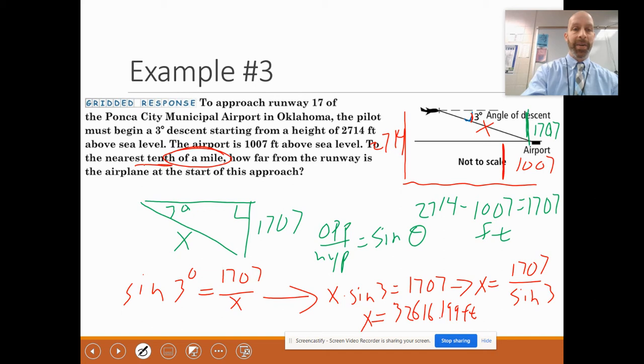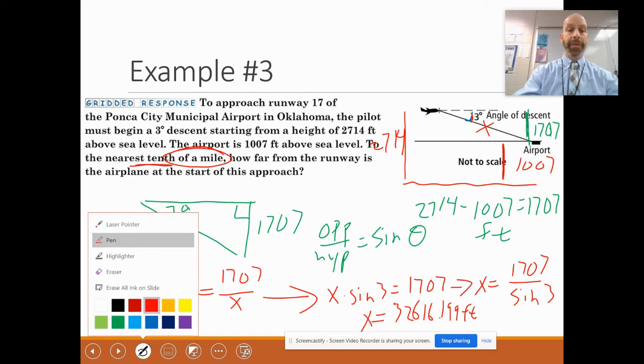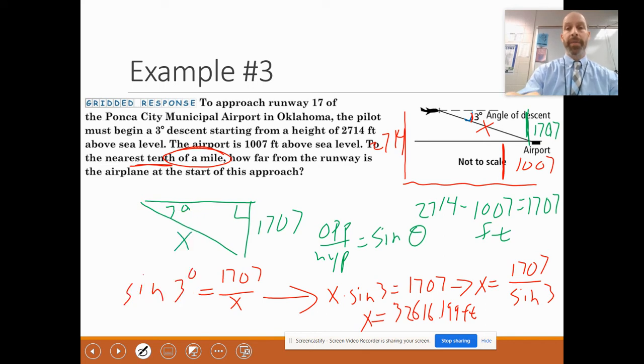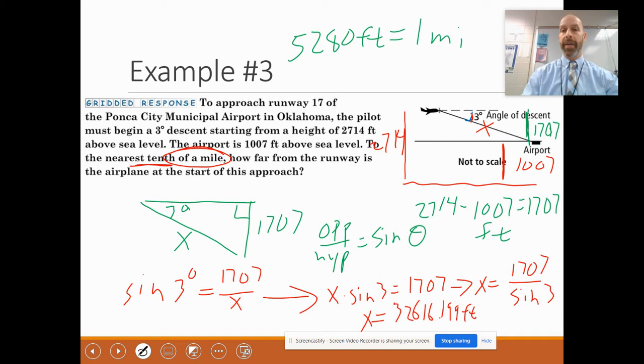It says to the nearest tenth of a mile. So to do that, you have to know how many feet are in a mile. And it turns out that 5,280 feet is equal to 1 mile. So we need to divide our answer. We're going to take our last answer and divide it by 5,280. And you will get a final answer of 6.2 miles. That's your final answer.